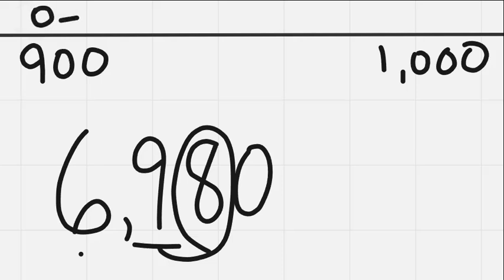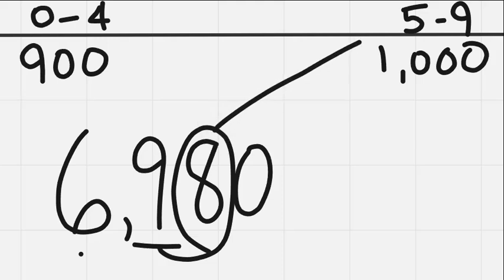Remember, 0 to 4 tells you to round down. 5 to 9 tells you to round up. The 8 tells us to round up to 1000. This will be a little tricky though.